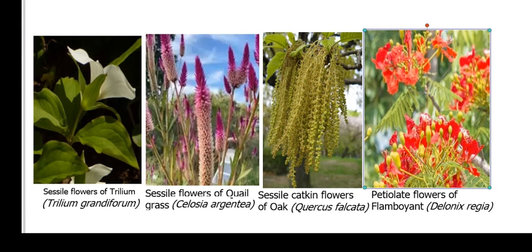Sessile flowers are found in the Trillium species, such as Trillium grandiflorum, as you can see. Then you can also find it in the quail grass called Celosia argentea. Then you can also find it in Quercus falcata, which happens to be the hawk plant. And you can find pedicellate among Delonix regia.